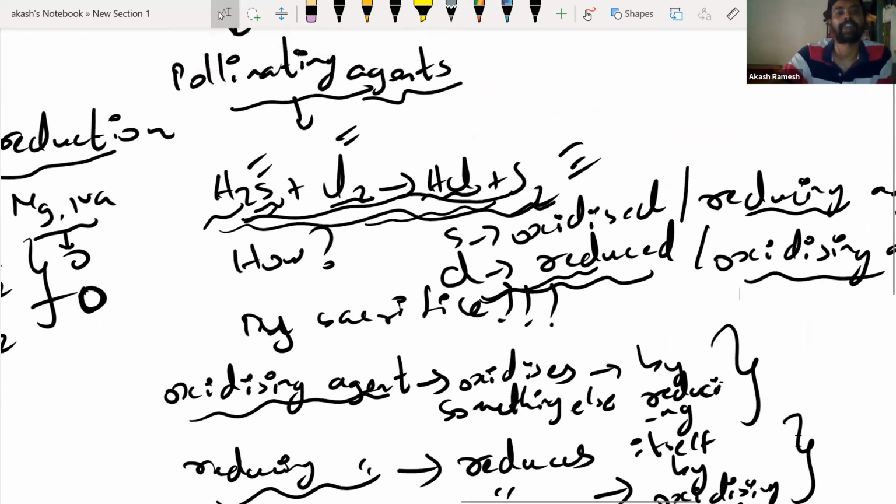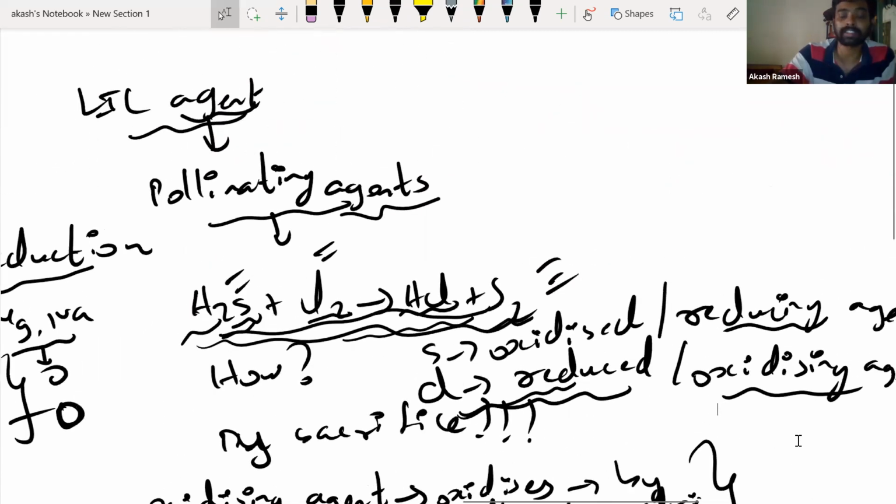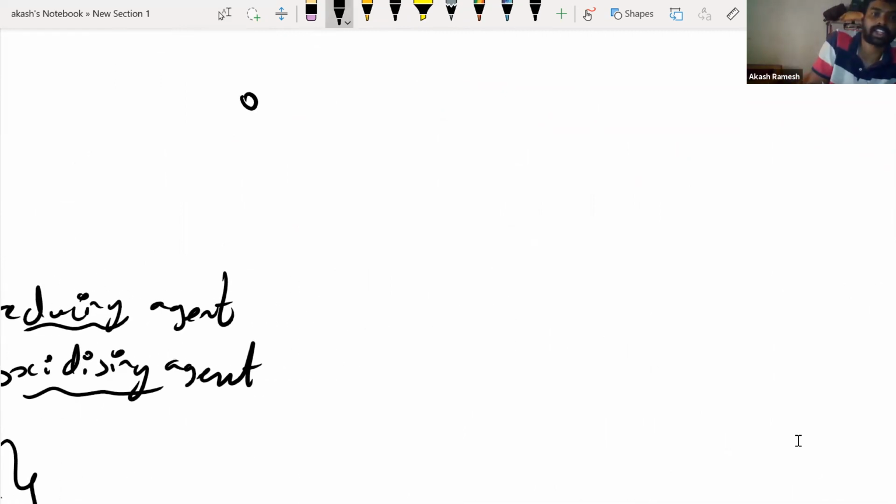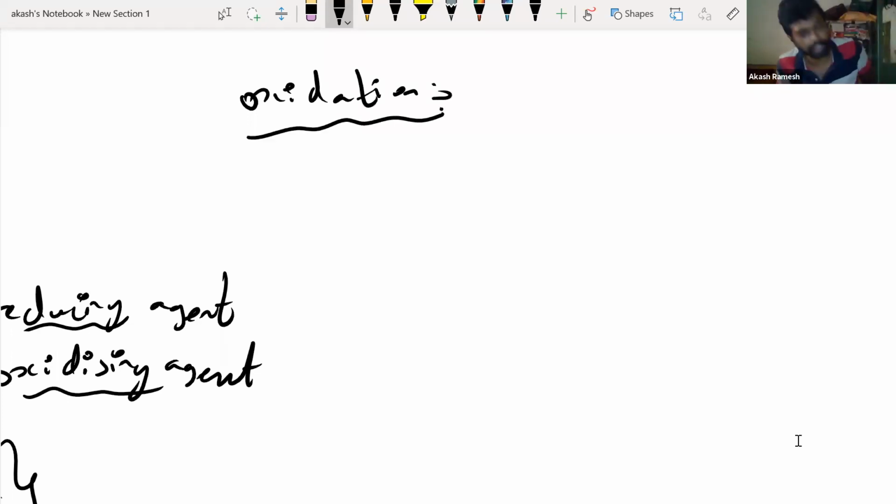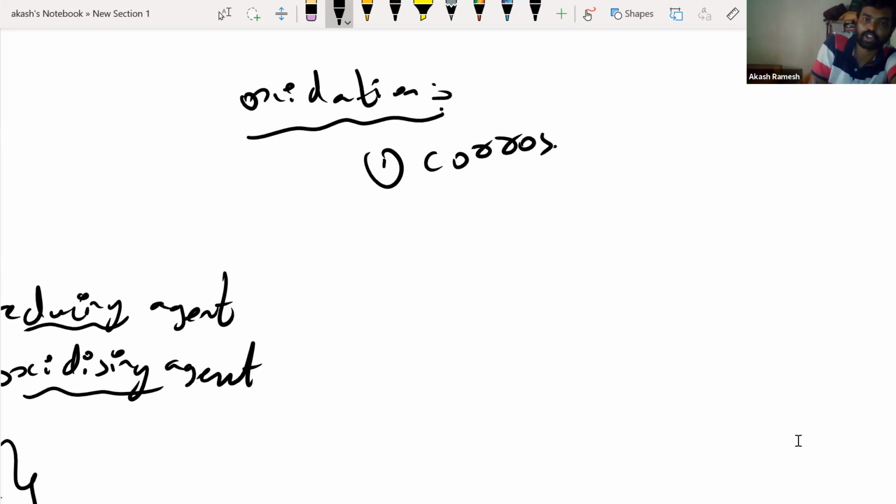Now, especially this oxidation, we come across this particular phenomenon in our day-to-day life so many times. They have mentioned two such things in your NCERT textbooks. The first one is what is called corrosion. I think you might have already studied this in your lower classes, or at least you would have heard people talking about it.